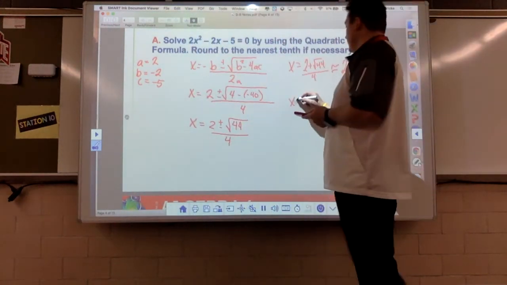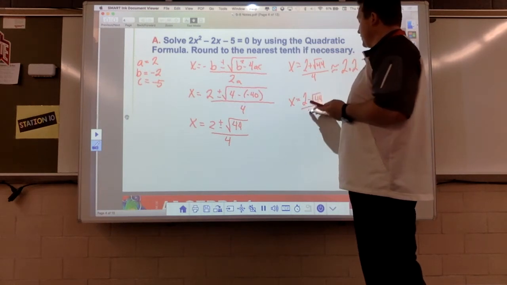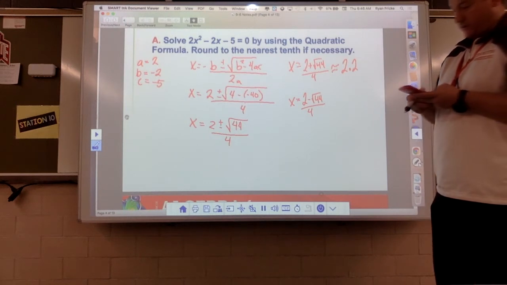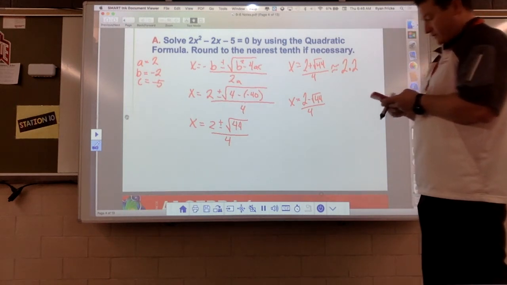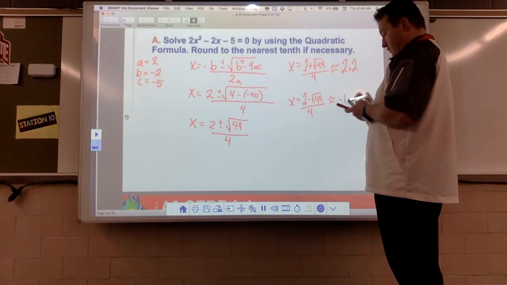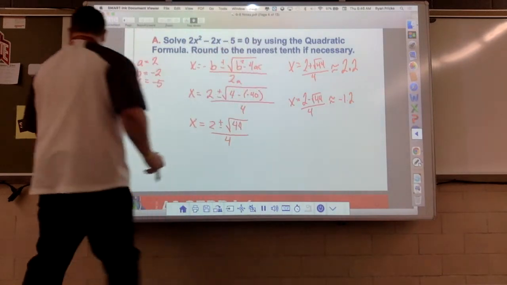Next one. x is going to be equal to 2 minus the square root of 44, all divided by 4. So 2 minus the square root of 44, and then we're going to divide by the number 4. And here I get negative 1.2. Okay. There you go. All done.